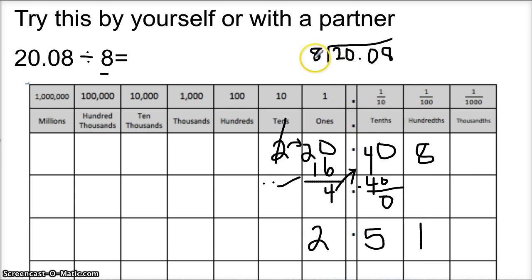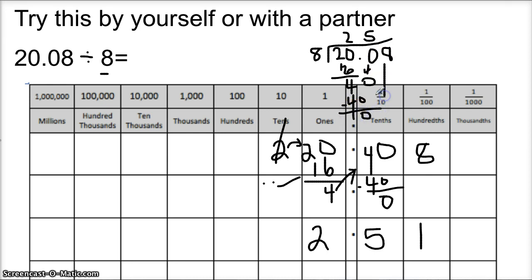Need to check it with the standard algorithm. How many times does 8 go into 2? It does not. How many times does 8 go into 20? It goes in 2 times. 2 times 8 is 16. 20 minus 16 is 4. Then I'm going to bring down that 0. 8 goes into 40 5 times. 5 times 8 is 40. Subtract. I'm left with 0.